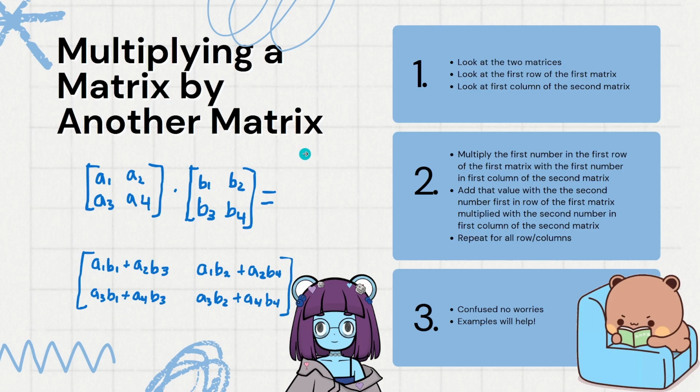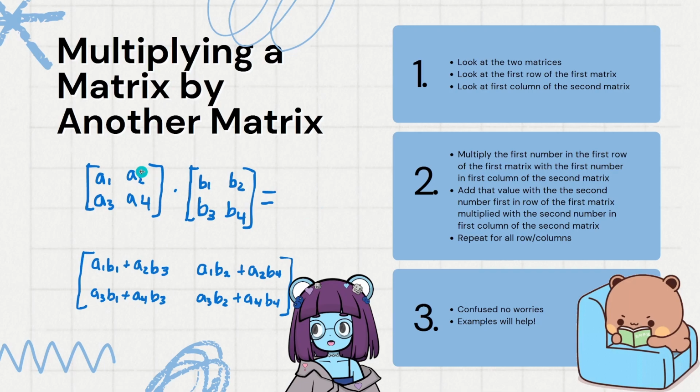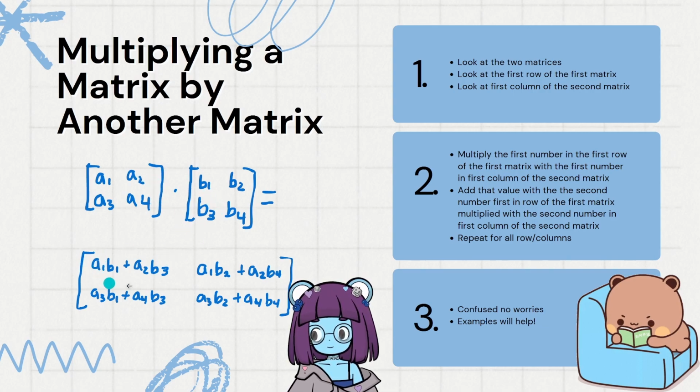Well, this is where it gets a little bit complicated when saying it out loud. You multiply the first number in the first row of the first matrix, so A1, with the first number in the first column of the second matrix, which is B1, and then you add a value with the second number in the first row, so A2, times the second number in the first column, so B3. You take those two values and you add them, so that's how you get the first value in this matrix.